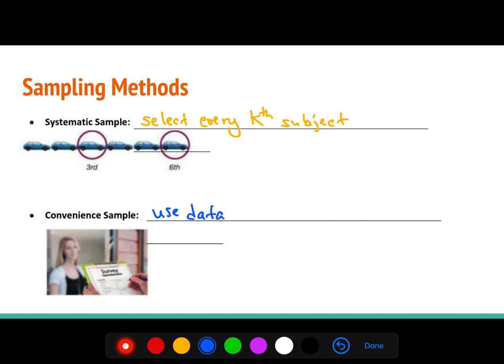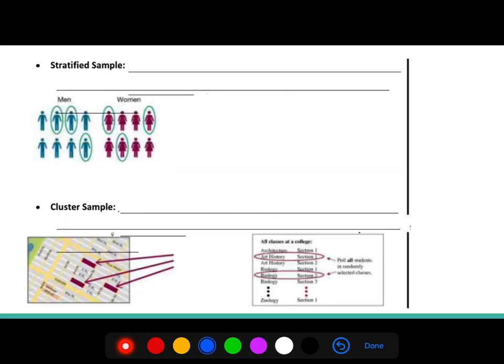Convenience sample, that's when you use data that is easy to get. It's like I just asked my friends to answer a survey because, hey, they're really close and they're able to reach. It's easy for me. I don't really have to do a whole lot of work to go out and ask anybody anything. Convenience sample, using data that's easy to get.